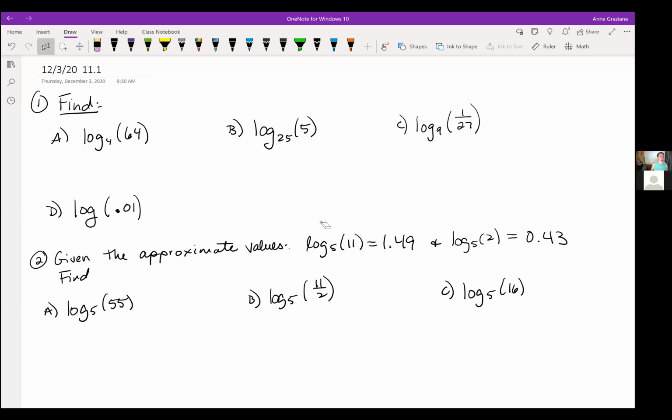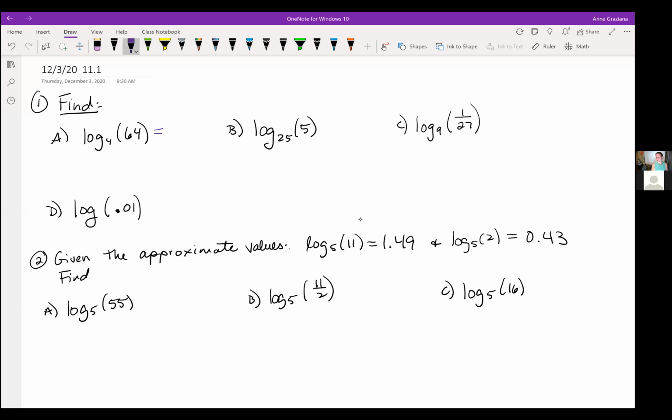Okay, so first we're going to review some log stuff for the quiz. Let's start with number one. I will take volunteers. This is like the third time we've done this. So who thinks they know what log base 4 of 64 is?